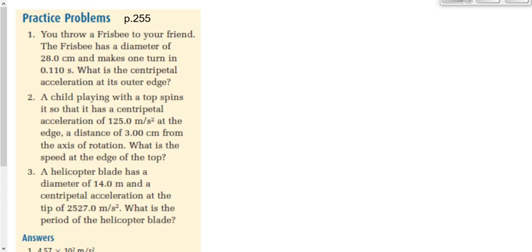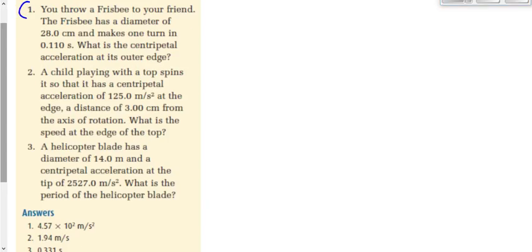All right, now let's take a look at those 3 questions, please, on page 255. Centripetal acceleration, including direction, speed, 2 pi r over T, and perhaps even T is equal to 1 over the frequency. See what you can do on those now. We're going to take a look at question number 1 and question number 3 here. Number 1 says you throw a frisbee to your friend. The frisbee has a diameter of 28 centimeters. There's a couple things we want to draw attention to there. The fact that we have centimeters, we want to convert that to meters, and the fact that we have a diameter, we want to convert that to a radius.